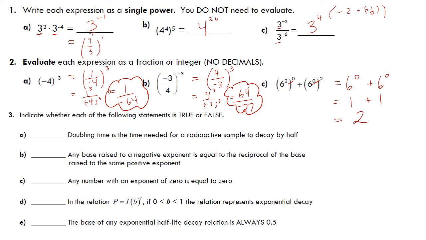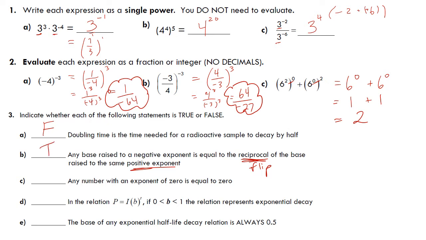Number 3, true-false. Doubling time is the time needed for a radioactive sample to decay by half. False. Doubling time is how long it takes to double. B, any base raised to a negative exponent is equal to the reciprocal raised to the same positive exponent. Now, if you don't know what the word reciprocal means, it just means flip. And as soon as you see that, that's true. We flip it and we make the exponent positive.